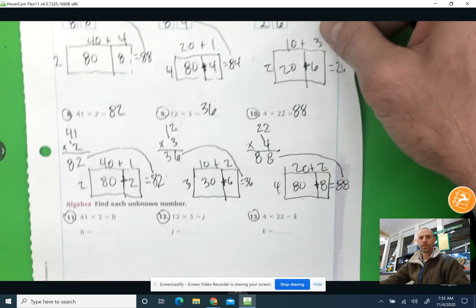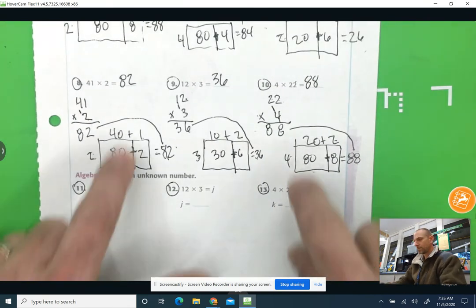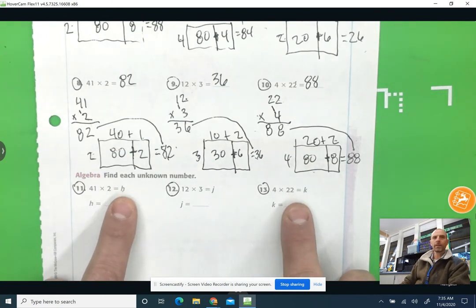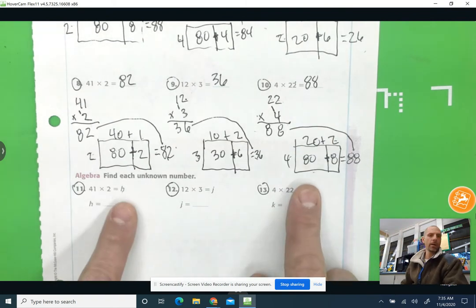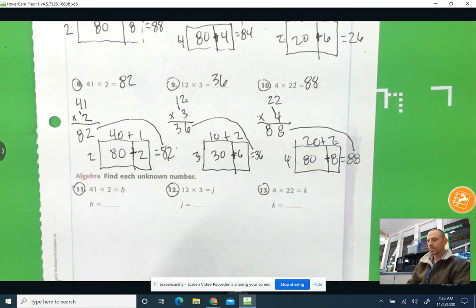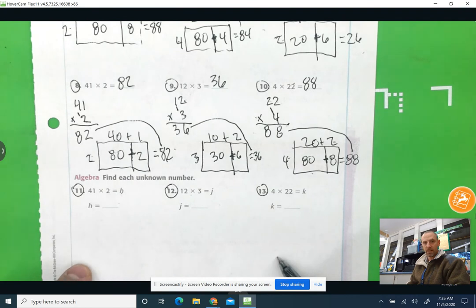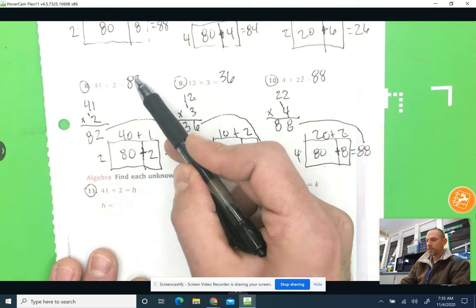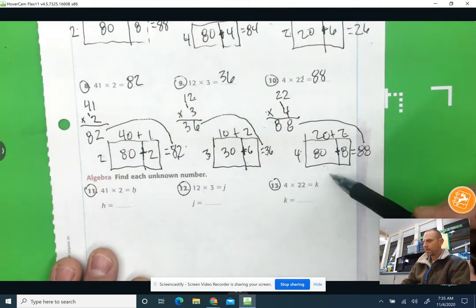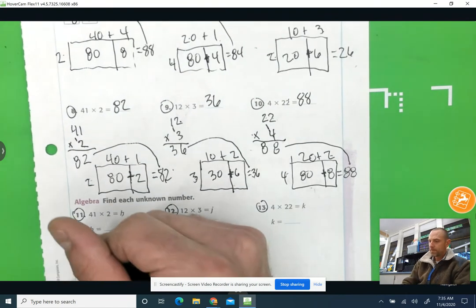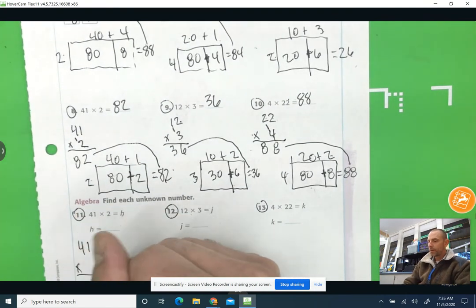Let's move on down here. And we got some variables, right? Instead of a blue line or a gray box, let's find h. It's a little more fun to find h than a blue line or a gray box. 41 times 2, 12 times 3, and 4 times 22. None of them are set up to be multiplied in the way that we are practicing right now. So you need to set them up. Check it out. All right. You do not need to check for reasonableness. You just need to find the answer. The answers are not too far away.